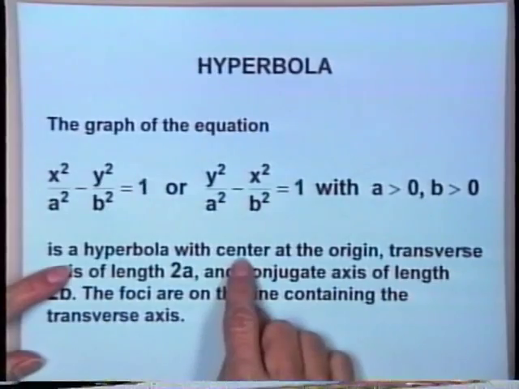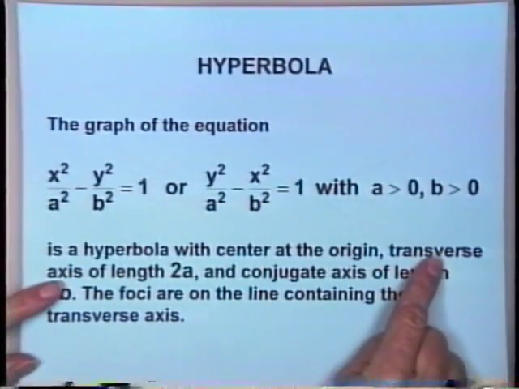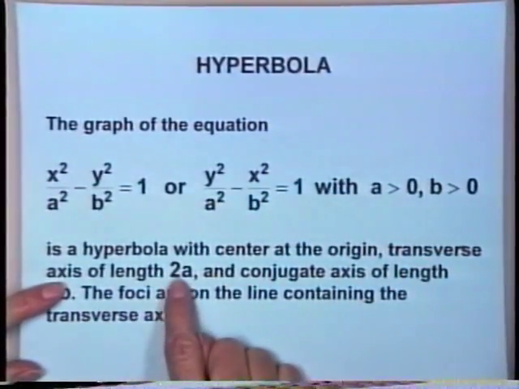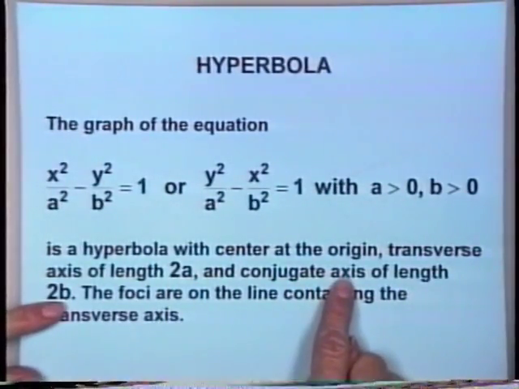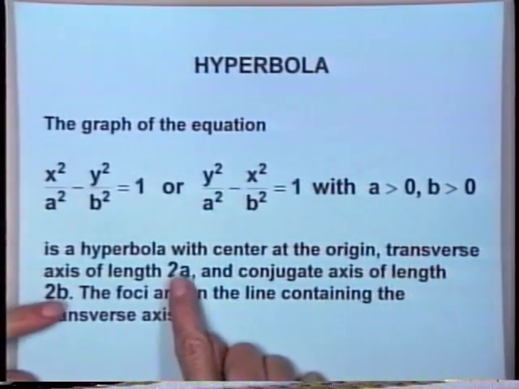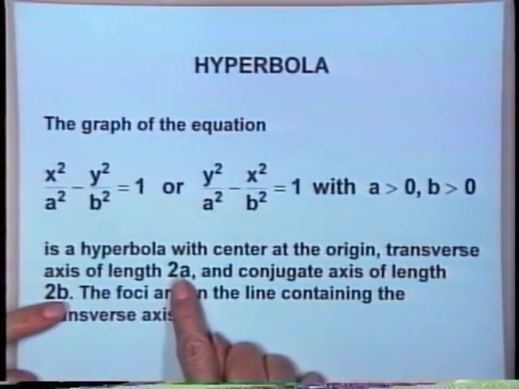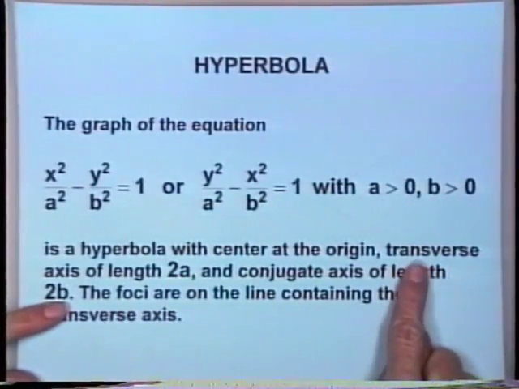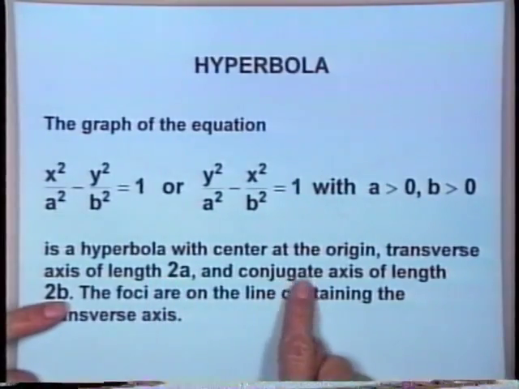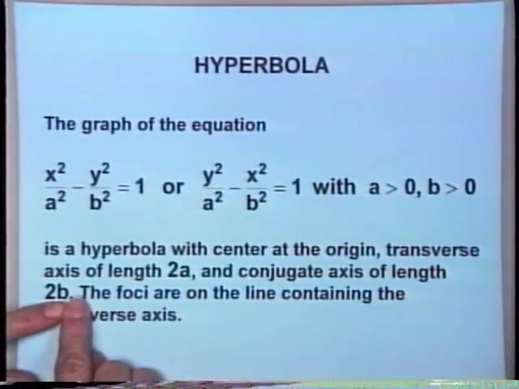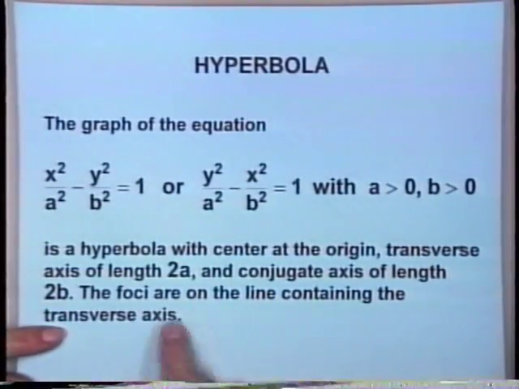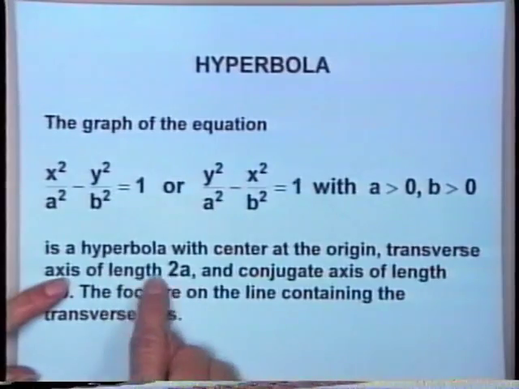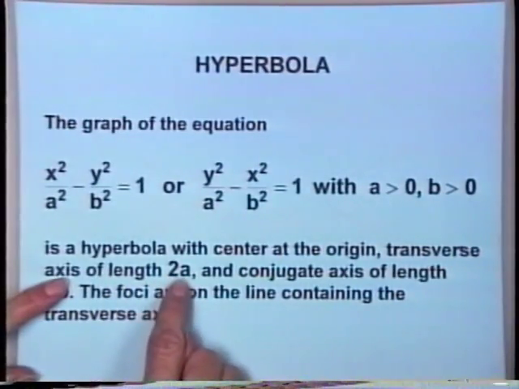Now let's notice we have what's called a transverse axis. We'll have a length of twice a, and a conjugate axis of length twice b. Recall with an ellipse we did do something about twice a and twice b. We call that a major and minor axis. Here we use different words. We have a transverse axis of length 2a and a conjugate axis of length 2b. The foci are on the line containing the transverse axis. The transverse axis will have that involving a in it.